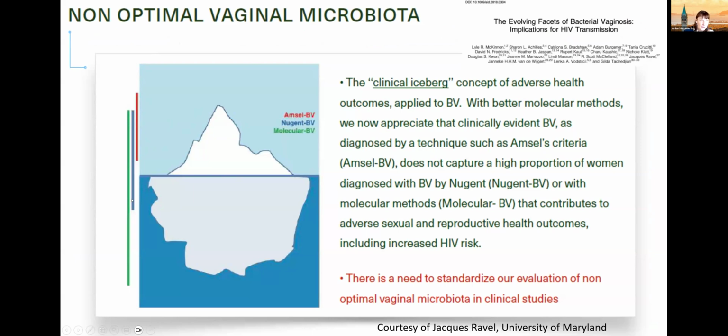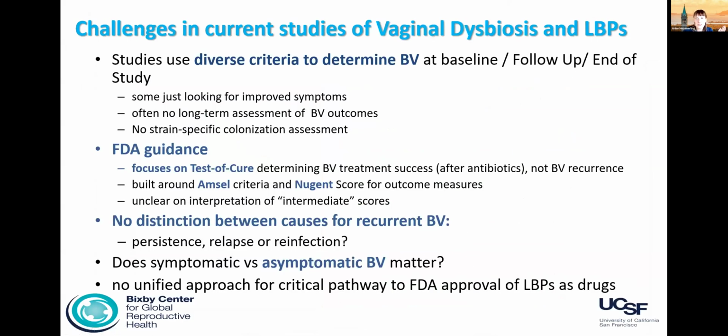If we use the lab-based Nugent test, it will get a little more of the iceberg. But in order to characterize the whole BV iceberg, we really need to include molecular diagnostics of BV and also work on the standardization of those tests. So there are plenty of challenges for the studies of vaginal dysbiosis and LBPs, in addition to the ones I already laid out. Is the fact that Amsel and Nugent scores do not help us to distinguish between causes for recurrent BV. Is it persistence, unsuccessful antibiotic treatment?